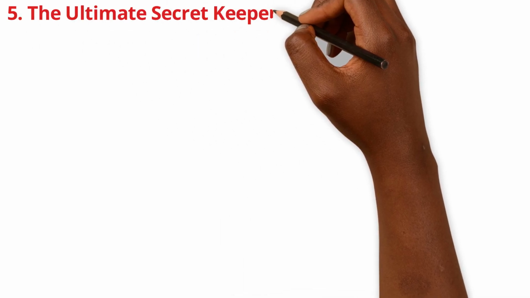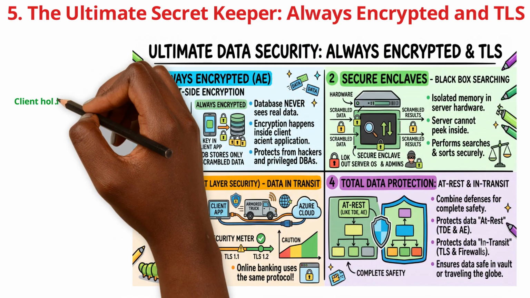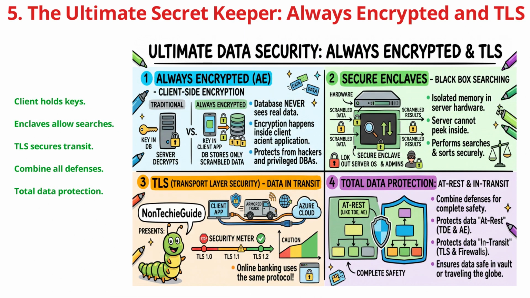To defend your most sensitive information from everyone, even your own database administrators, always encrypt it. Always Encrypted ensures that only your application holds the keys. Need to search that scrambled information? Secure enclaves act as a hidden hardware black box to process those searches safely without exposing the data. Finally, transport layer security acts as an armored truck, locking down your information while it is in transit. Combine these tools together for complete, unbreakable security.